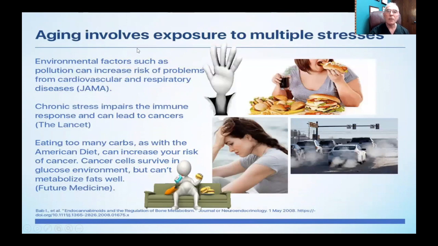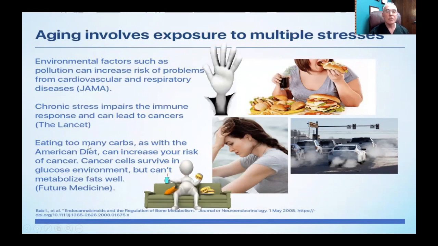Well, as we age, we do get exposed to a lot of different stresses. The way we eat, we have stresses in our life, emotional stresses. We've got pollution, those kinds of stresses. This chronic stress can impair our immune system, and the result of stress can lead to certain kinds of cancers. And this has been proven through research. Yes, stress can lead to cancers, as noted in one recent Lancet article.